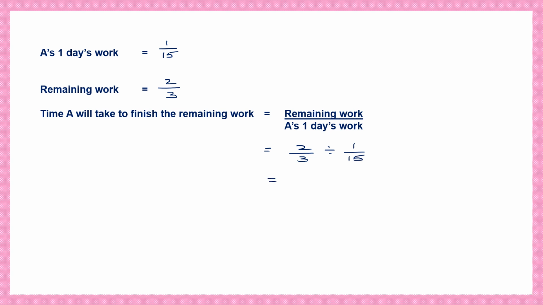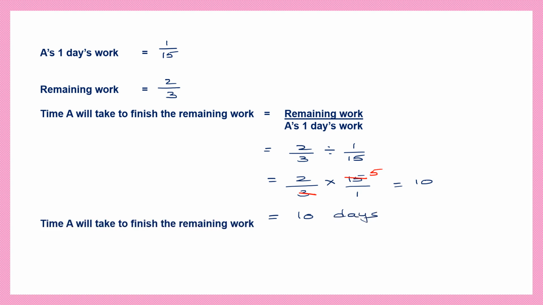Division of fractions, write the reciprocal of the second fraction. Change it to multiplication, 15 by 1. Now cancel, we can cancel 3 and 15. 3 fives are 15, 2 fives are 10. That means the time that A will take to finish the remaining work is 10 days. So this is our answer. Time A will take to finish the remaining work is 10 days. So this is our final answer.